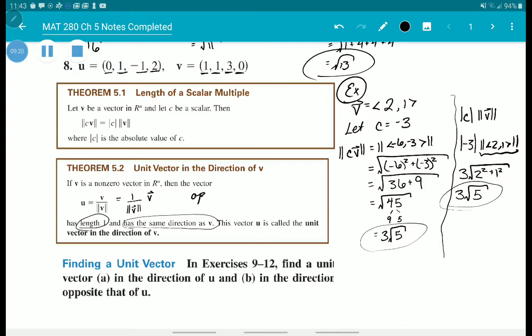But if you want the opposite direction, then we're just going to negate that scalar value here. Negative 1 over the magnitude of v. And that will point that vector in the opposite direction of vector v.